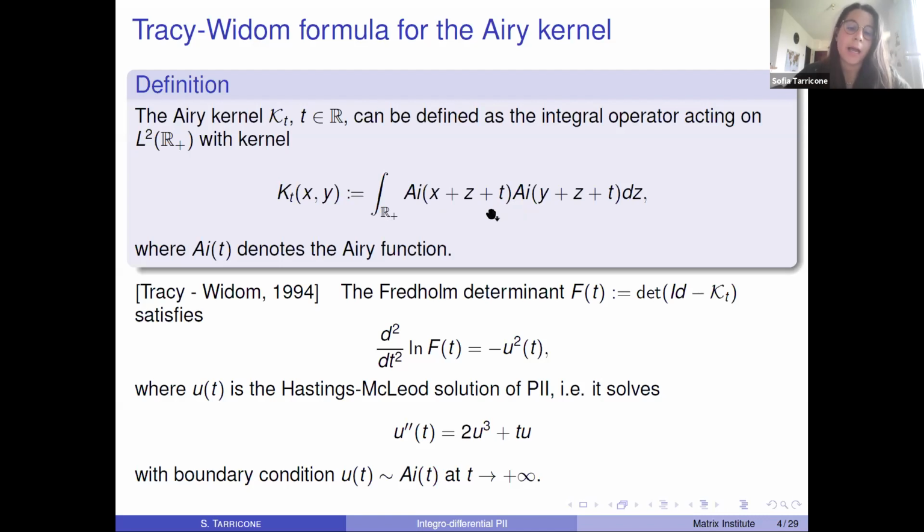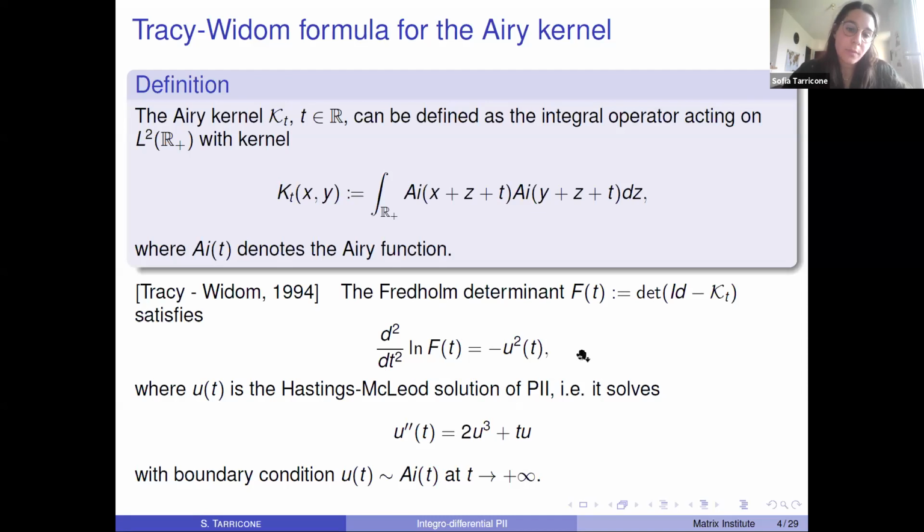We already saw that. And Tracy and Widom in 1994 proved that the Fredholm determinant of this operator is related through this nice formula to a function u that is exactly the Hastings-McLeod solution of the Painlevé II equation. And what does that mean? It means that it is a solution of this second order nonlinear differential equation with this prescribed boundary condition. This result was quite nice at that time because it was one of the first results that connected random matrix theory on the left-hand side, since as we already saw, this Fredholm determinant here is the edge scaling limit of the probability distribution of the largest eigenvalue in GUE, and Painlevé transcendents on the right-hand side.